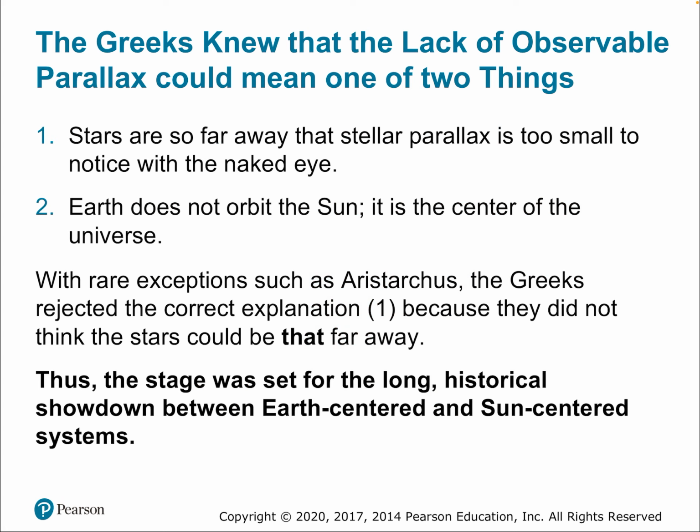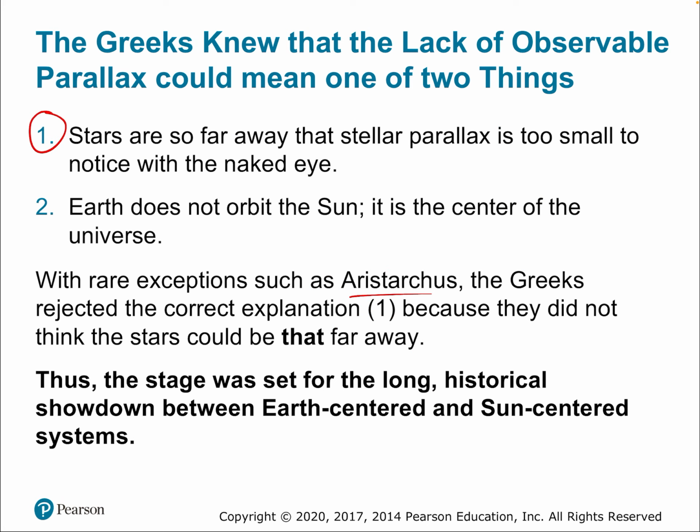All right, so the Greeks knew that the lack of observable parallax could mean one of two things. Stars are so far away that stellar parallax is too small to notice with the naked eye. That's the real reason. Okay, or that Earth does not orbit the sun. It must be the center of the universe. Okay, with rare exceptions, such as Aristarchus, the Greeks rejected the correct explanation, right? They just couldn't imagine it, right? It was a lack of imagination because they did not think that stars could be that far away.